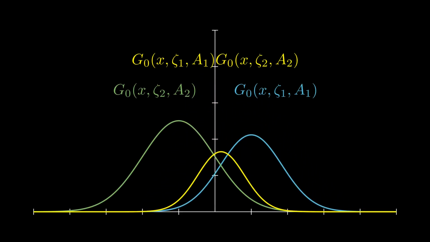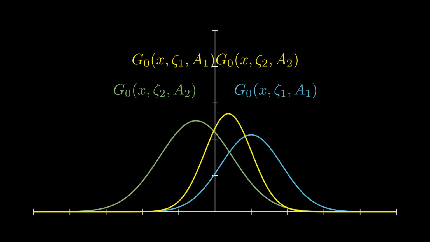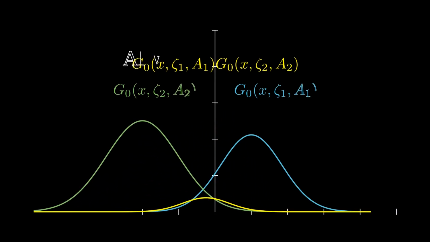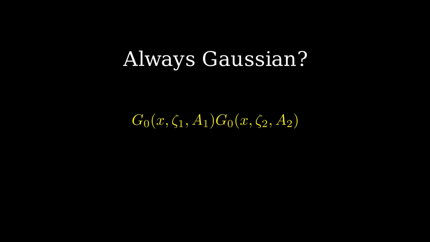Interesting, right? It seems as though the resulting function is again a Gaussian. The question is, is this always the case, or did we just get lucky somehow? It turns out that the product of two Gaussians is indeed always another Gaussian. Proof not included in this video.